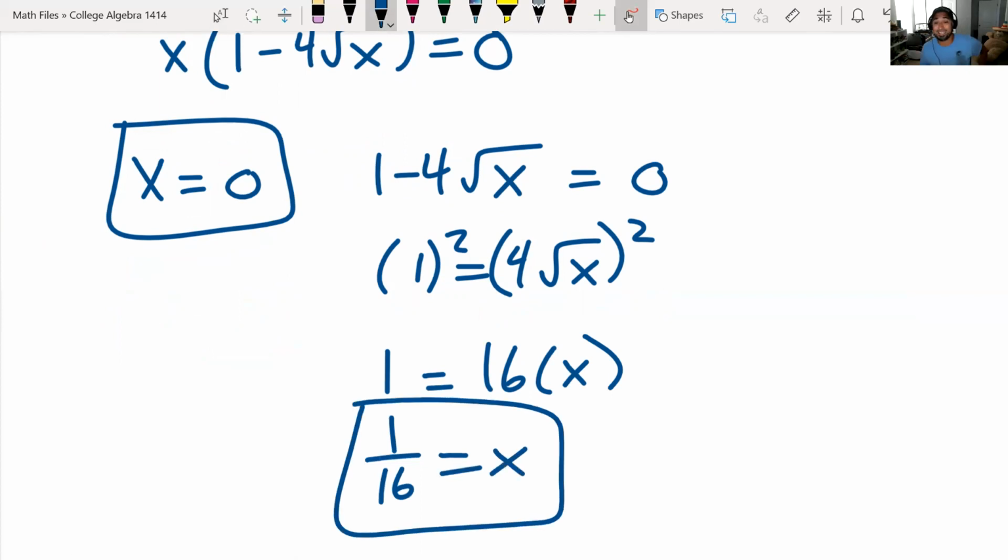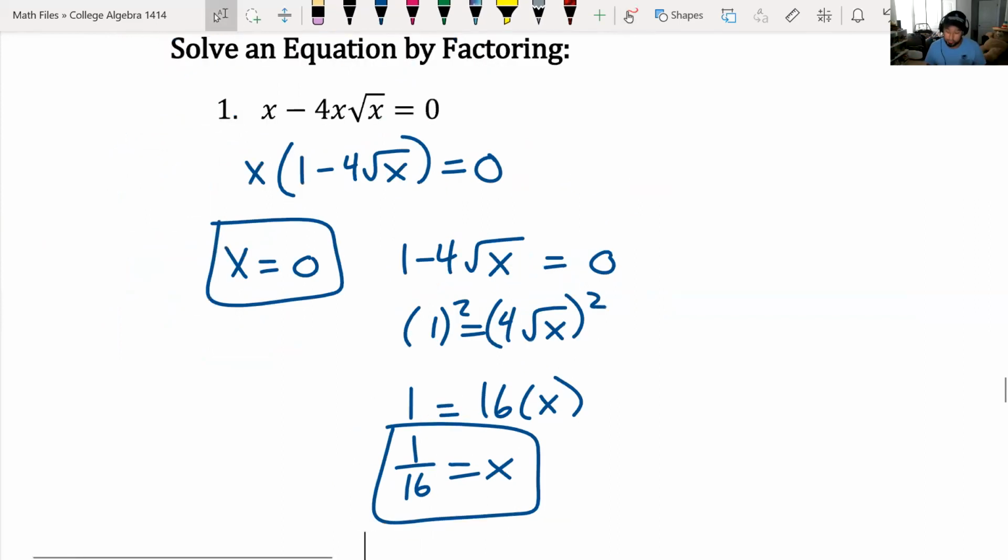And 1/16 equals x. Boom. Look how easy that was. You could use substitution on that one if you want. It worked the same. All right.